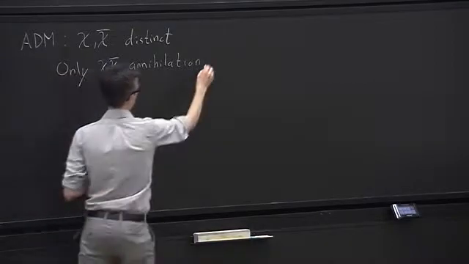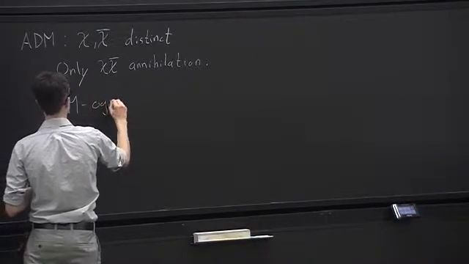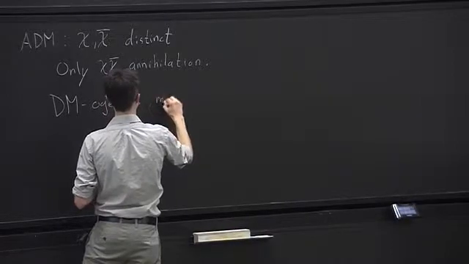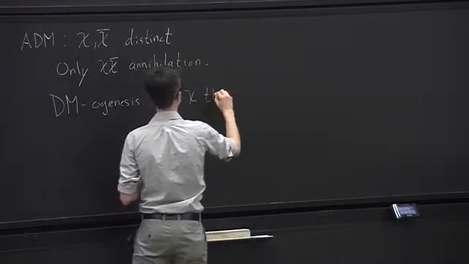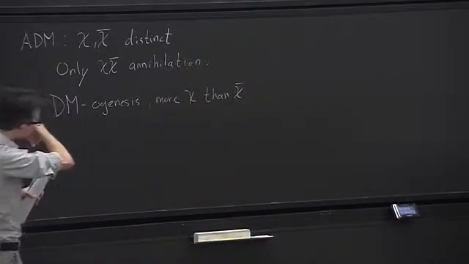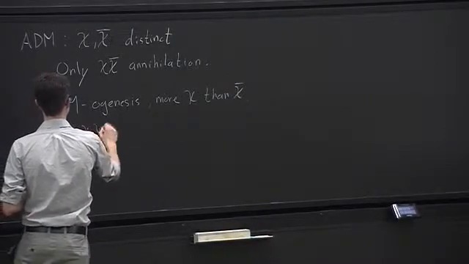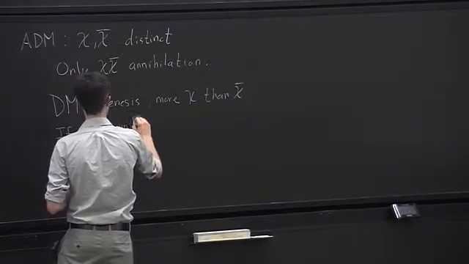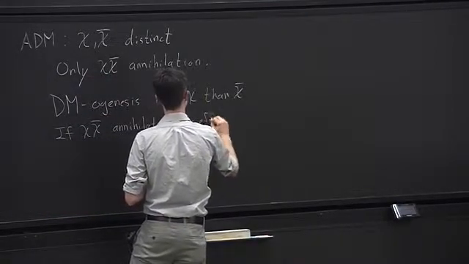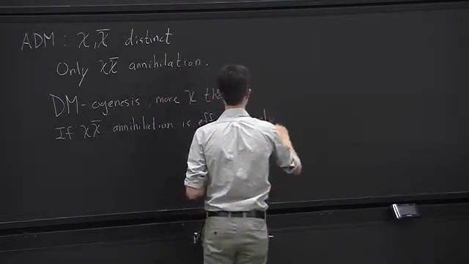And through some dark matter genesis mechanism, you create more chi than chi bar. And there are various limits. But if the annihilation of chi with chi bar is very efficient, only the asymmetry remains.